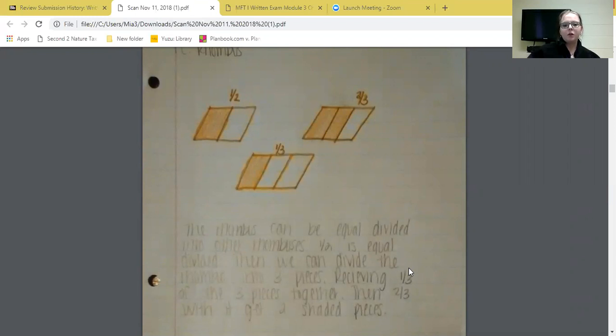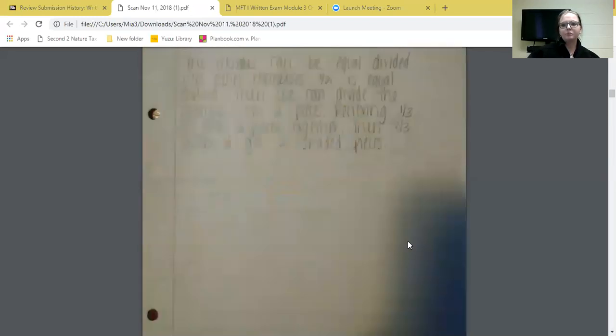The rhombus can be equally divided into other rhombuses. 1/2 is equally divided with 2. And then we can divide the rhombus into 3 pieces, receiving 1/3 of the pieces together and then 2/3 of it, giving the 2 shaded parts.